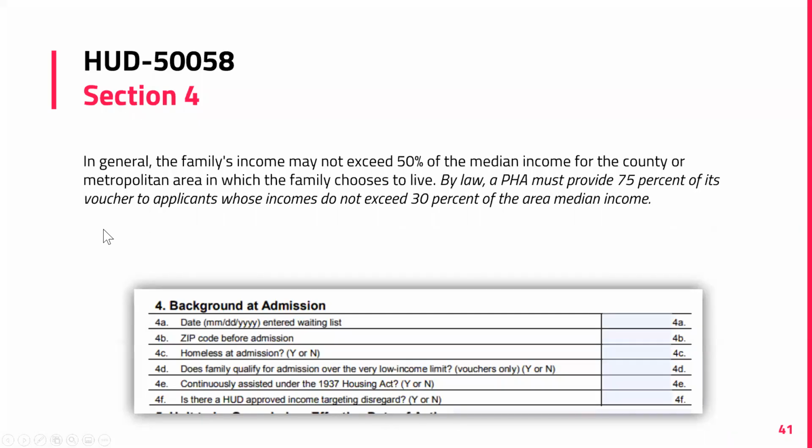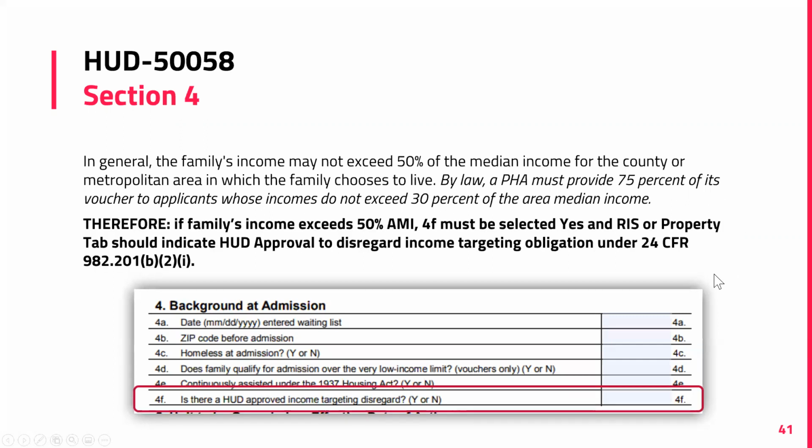Okay, section 4. In general, the family income may not exceed 50% of the median income for the county. If it is a pre-1981, remember we're still dealing with the pre and post universe, they can actually go up to 80%. Now, by law, the PHA must provide 75% of vouchers to those at the extremely low, or the 30%. Now, therefore, if the family income exceeds 50%, the column 4F needs to be selected.